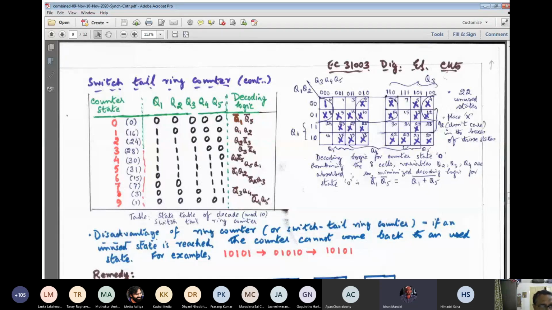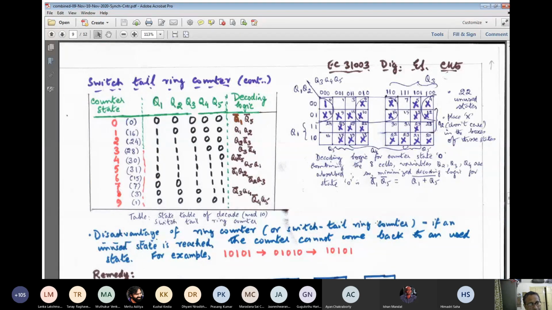Now, what is the disadvantage of the ring counter? See, this is the state table of the decade or mod 10 switch tail ring counter. This is the way we can work out the decoding logic, by drawing a 5 variable Karnaugh map. But the disadvantage of the ring counter is that there are 22 unused states.